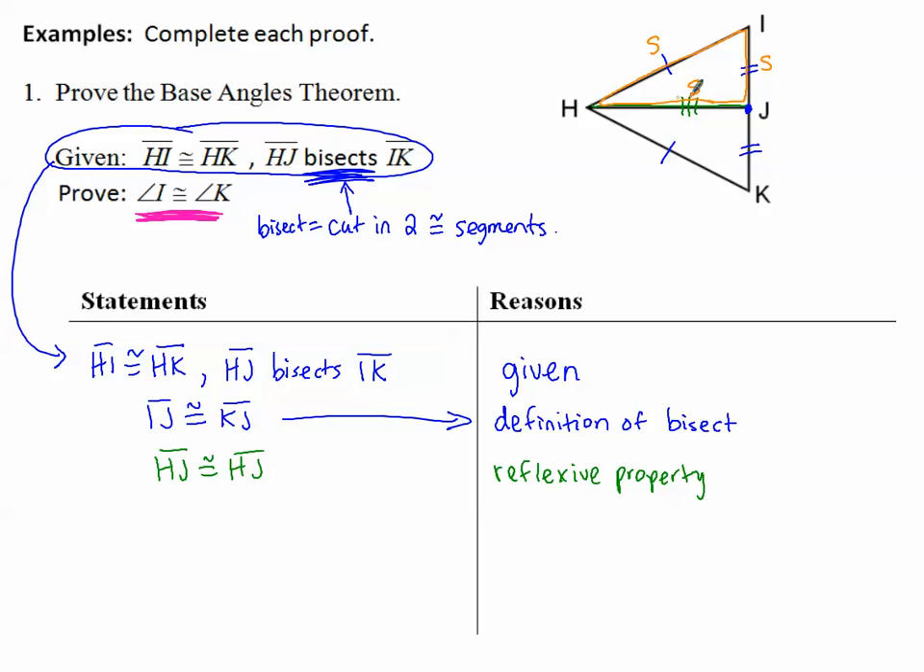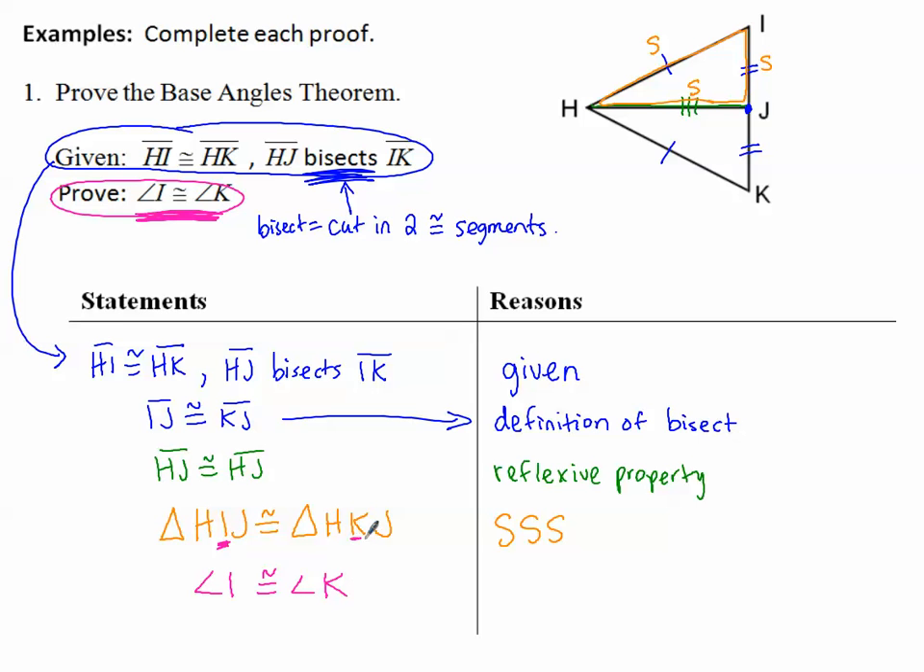So noticing that this triangle has all the same marks as this triangle, we can use our postulate side, side, side to prove that those triangles are congruent. Let's make that statement. Triangle HIJ is congruent to triangle HKJ. Now that's not our ultimate goal to prove the triangles are congruent, but now that we've proved it, we can say this, that angle I is congruent to angle K.